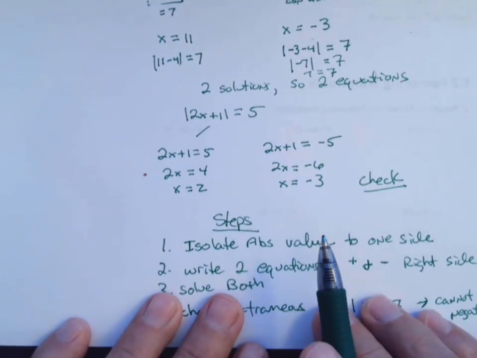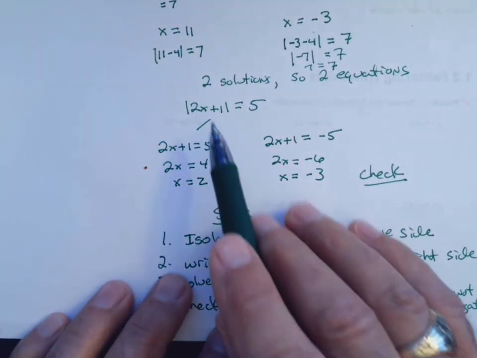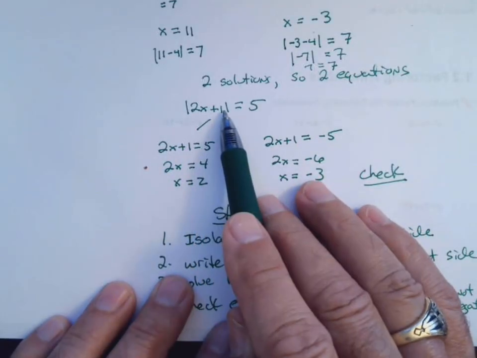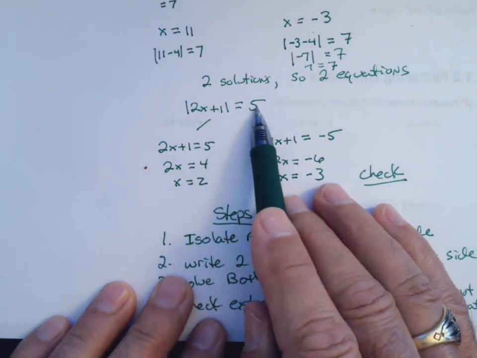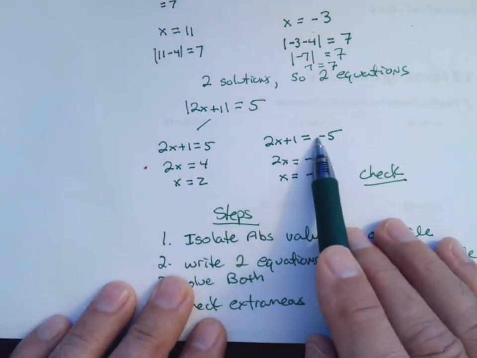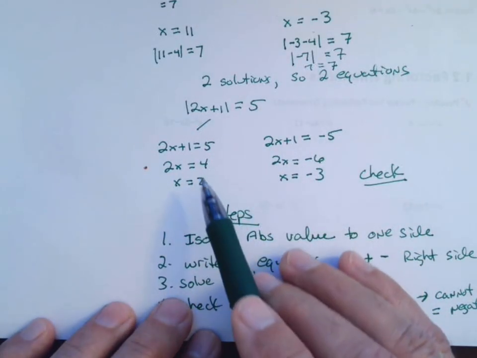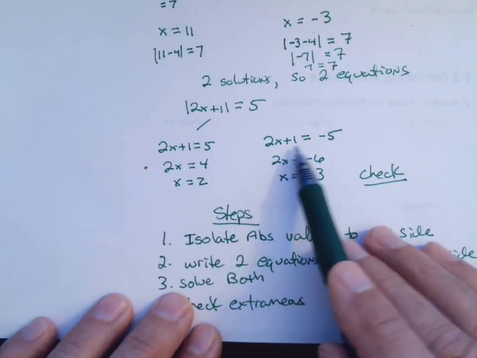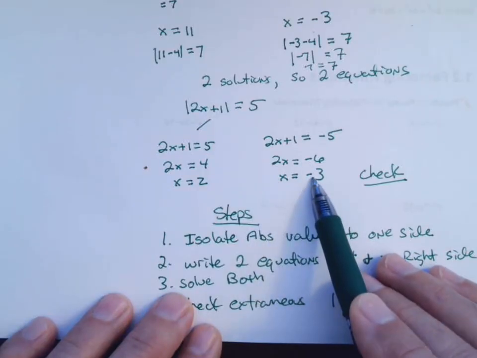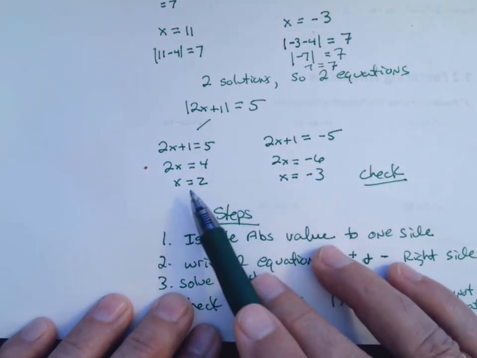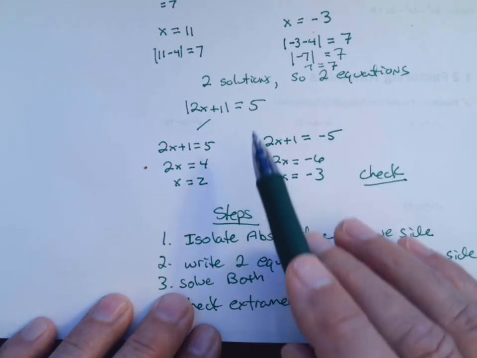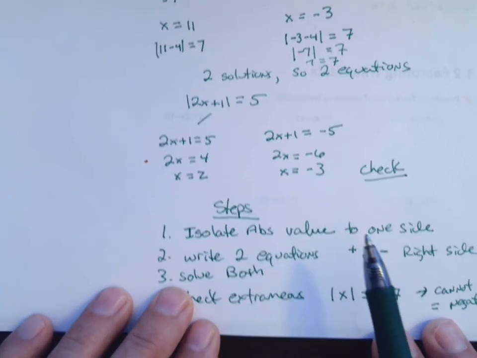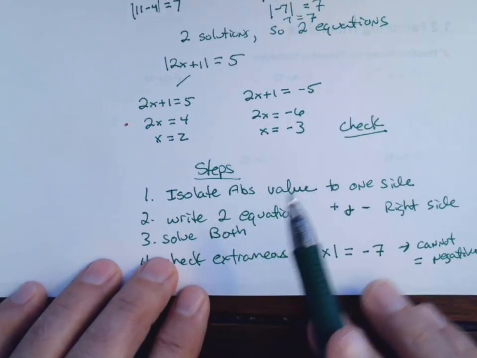So, a couple more examples from the class notes. Here's the absolute value of 2x plus 1 is equal to 5. Okay, so what do I do? I set the inside equal to 5. I set the inside equal to a negative 5. And then solve each. Subtract 1, divide by 2, I get x is equal to 2. Subtract 1, divide by 2, I get x is equal to negative 3. So there's my two answers that will produce a 5 when the absolute value gets applied. You can check it.